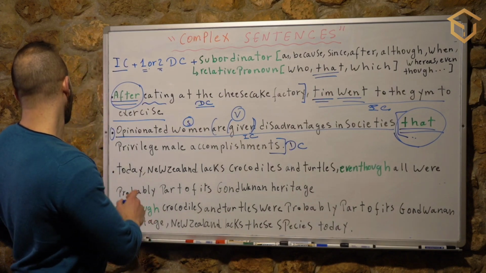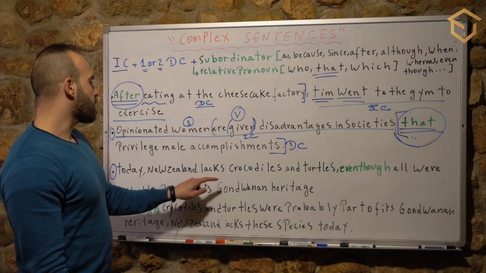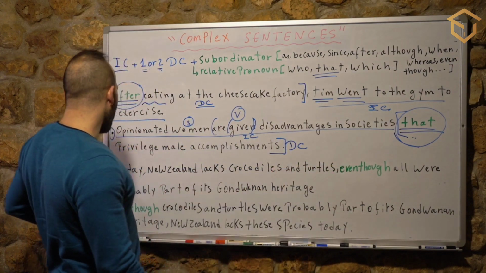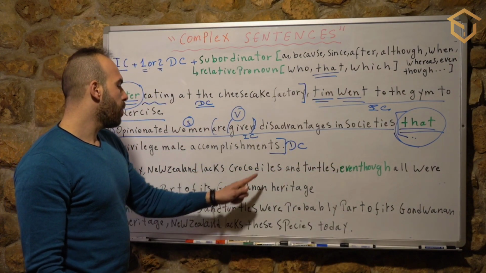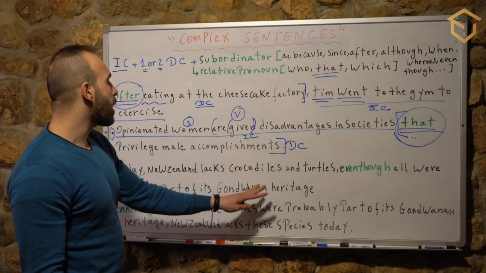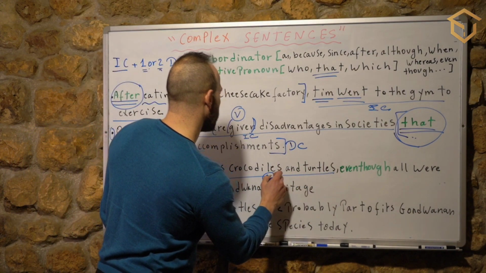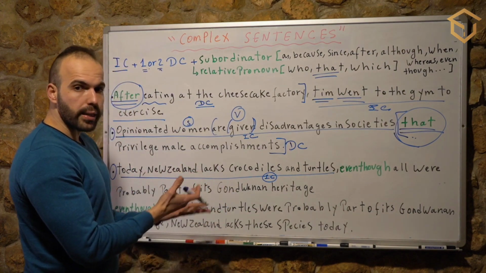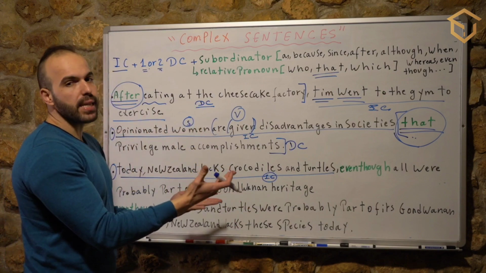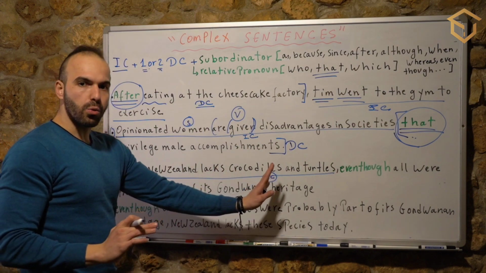Moving now to another example. "Today, New Zealand lacks crocodiles and turtles, even though all were probably part of its Gondwanan heritage." As you can see, "today New Zealand lacks crocodiles and turtles" is definitely an independent clause because it has a meaning. We have a subject and a verb here. So it can express one single thought. If we use this alone, we can still understand it.